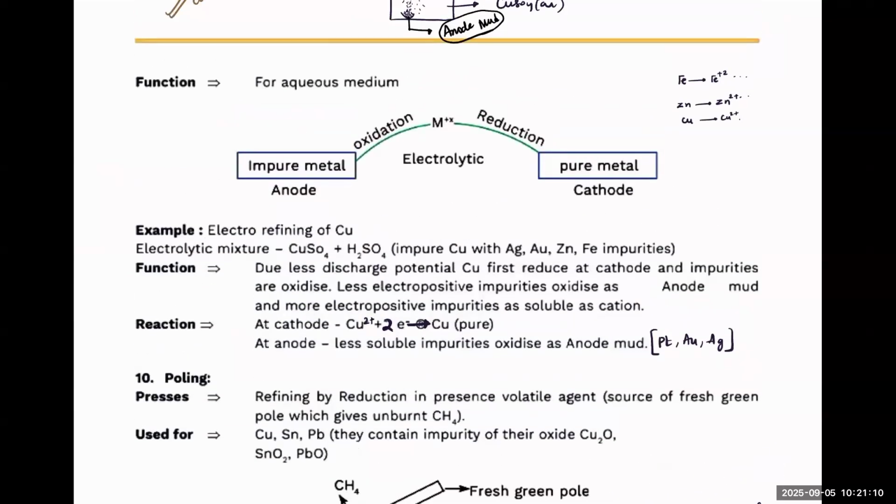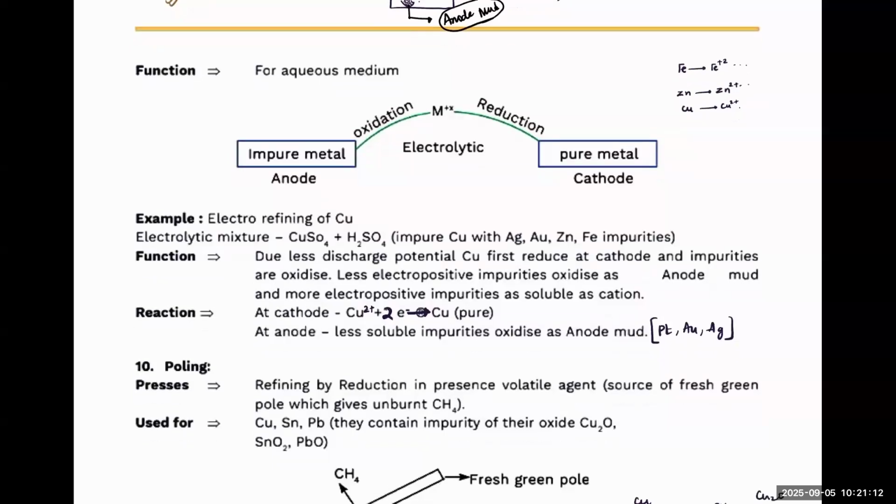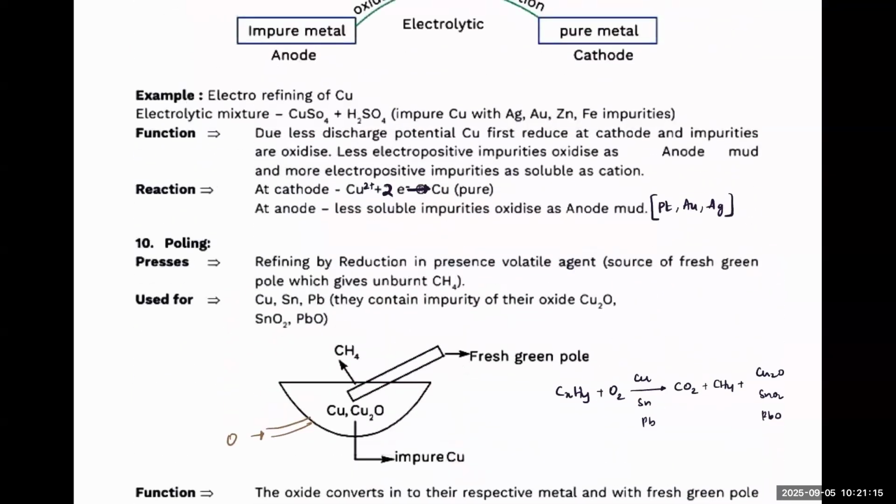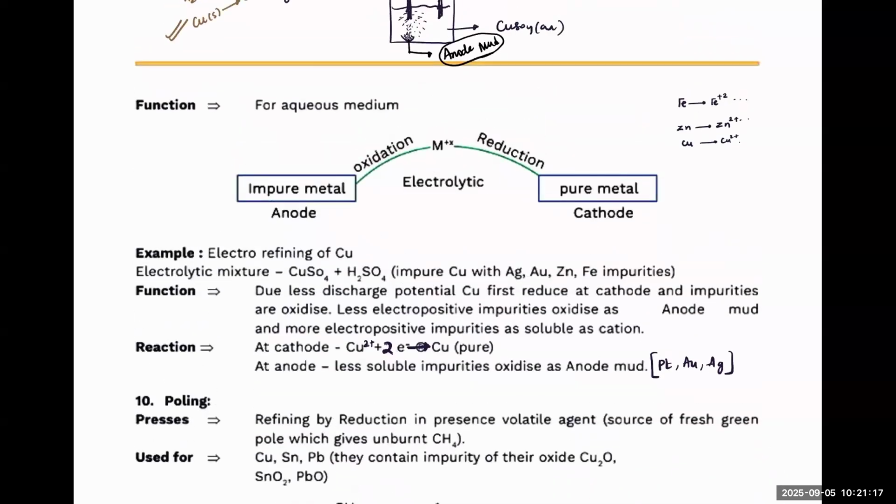Clear with copper, beta? Any doubt with electrolytic refining?